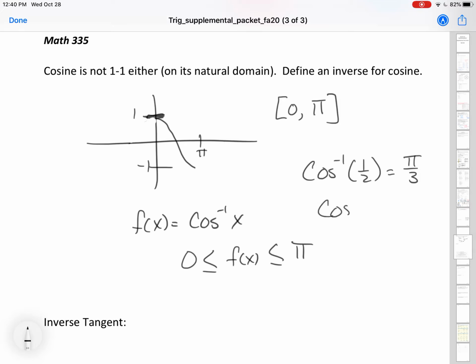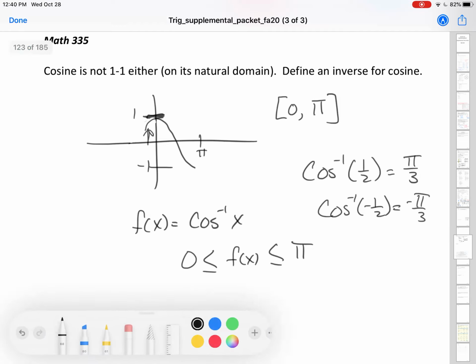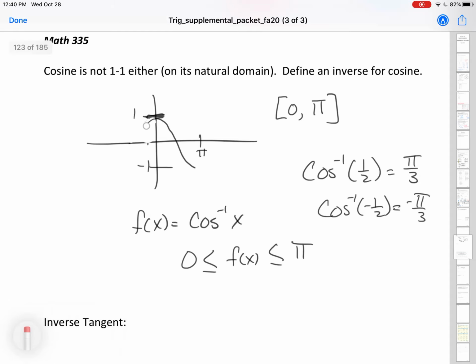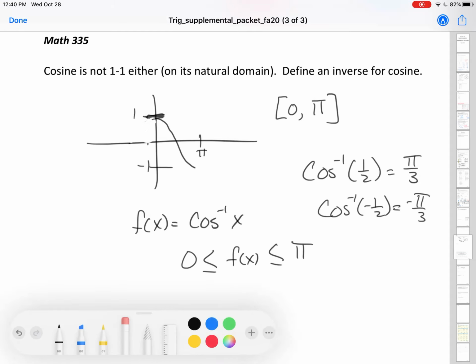We're just looking for that first quadrant angle, but be careful here. What if it was negative 1/2? A common mistake is to say negative pi over 3, but that's not true. The cosine of negative pi over 3 is actually positive 1/2. It's right over here. And it's not within our range. And so we don't say that.